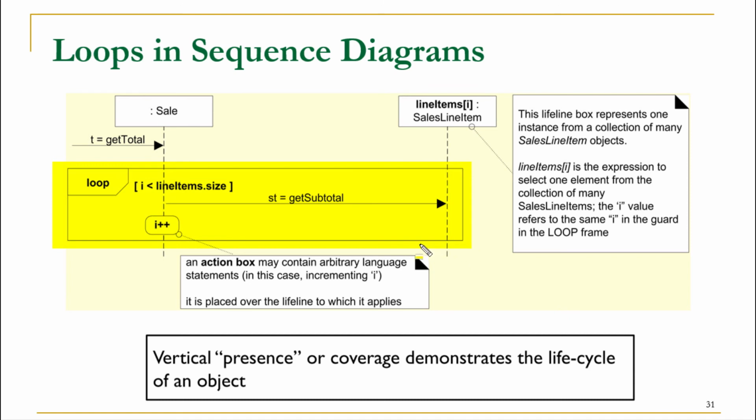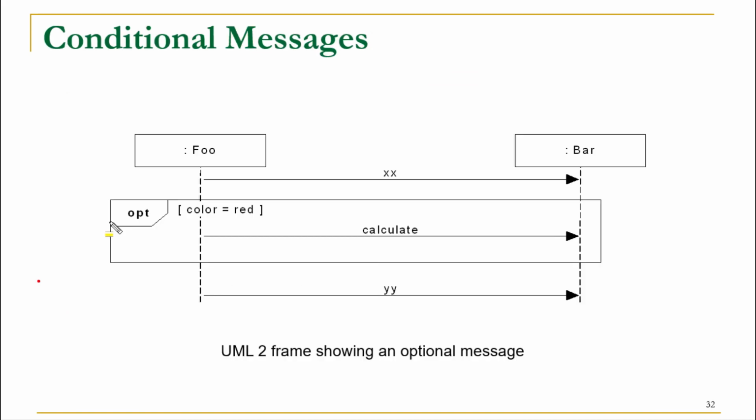But in addition to that, we are also providing the condition for the loop. Plus, we are telling the increment size. So if you want to increment it by 1, I will say I++, else I can say it as I+2. And to represent the conditional messages, I can use the same frame, but in this case, I'm going to use the opt word here. So this opt represents that this frame is a conditional frame.